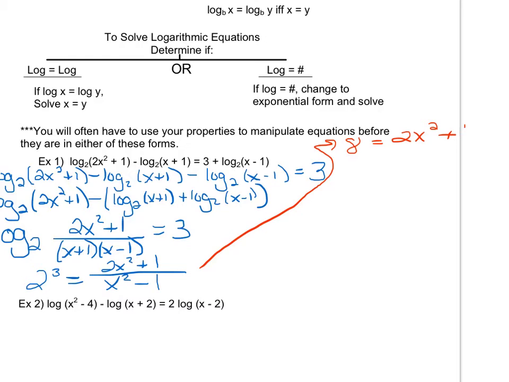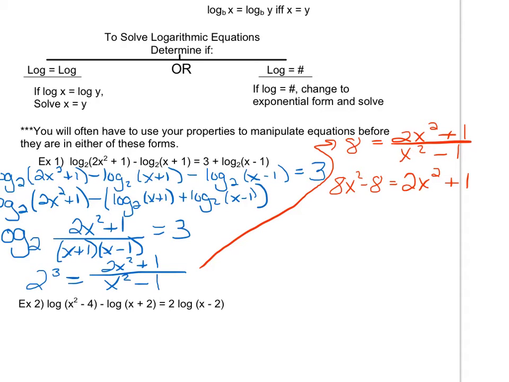I know that this is a situation where I have a rational expression. I know that we've studied rational expressions before, and I can solve them by cross multiplying, giving me 8x squared minus 8 equals 2x squared plus 1.